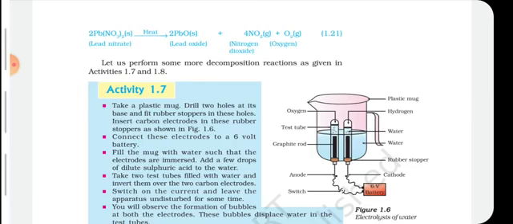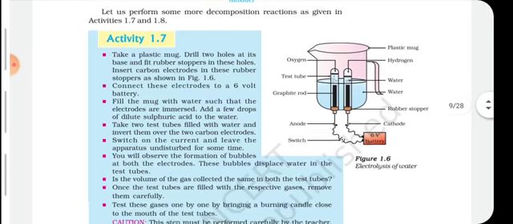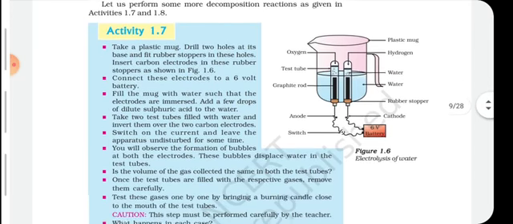2Pb(NO3)2, also known as lead nitrate, in the presence of heat will give you lead oxide, that is 2PbO, plus 4NO2 plus O2. Here 4NO2 is nitrogen dioxide, and that produces the brown colored fumes.